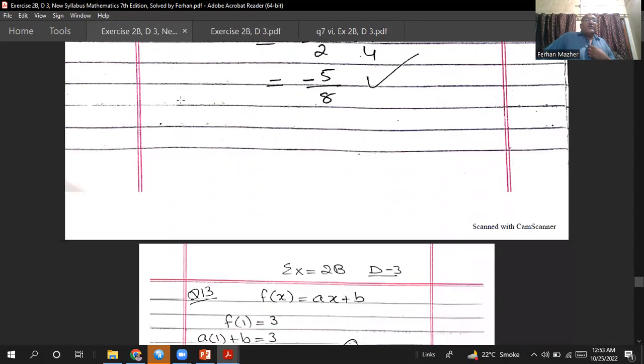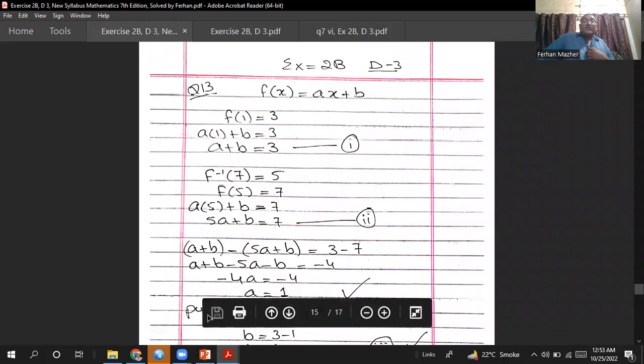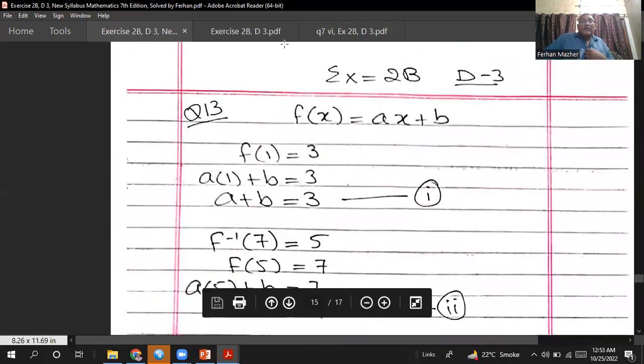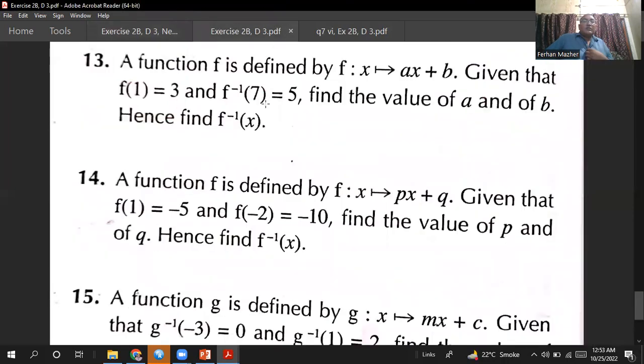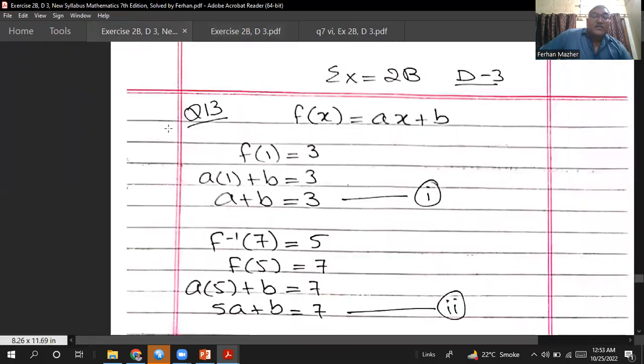So we are going to the next question, and the next question coming up on your screen is question number 13. Okay, so he says function f is defined by f of x equals ax plus b, given that f of 1 is equal to 3 and f inverse of 7 is equal to 5. Find the value of a and b, and hence find the inverse function.